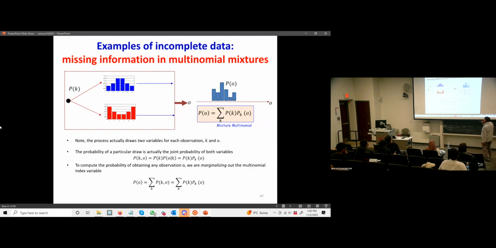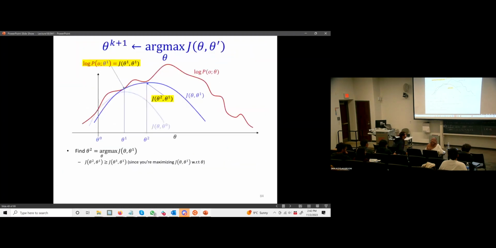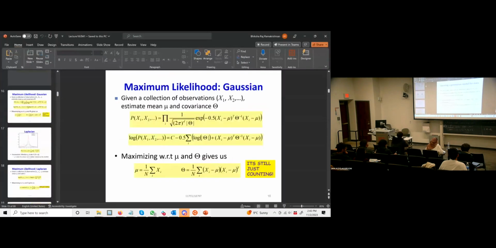And again, note the process actually draws two variables, right? So in any given draw, so here's the key piece. In any given draw, there were two variables chosen. The first variable was which?